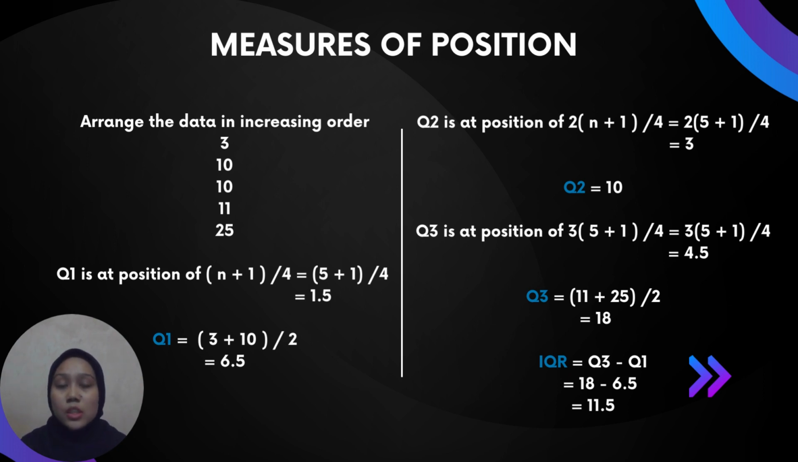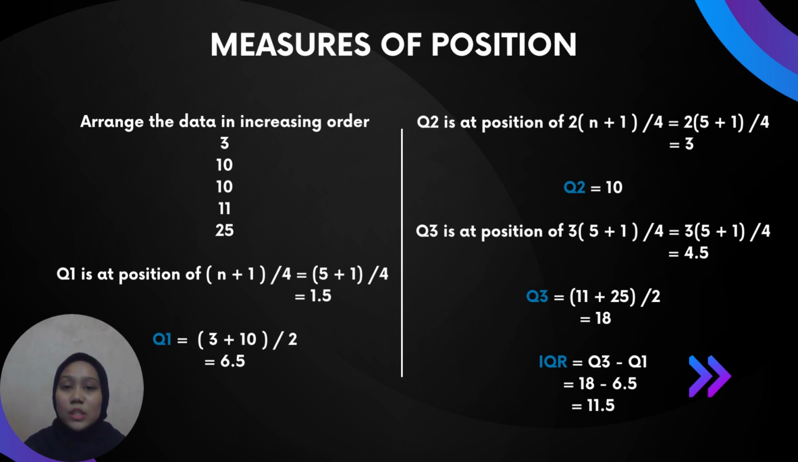Then we need to find the position of quartile 1 using the formula (n plus 1) divided by 4. We got the position of quartile 1 is 1.5, which means the Q1 value is between position 1 and 2. So we need to add the values in position 1 and 2, which are 3 and 10. Then we divide the sum by 4 and we got quartile 1 is 6.5.